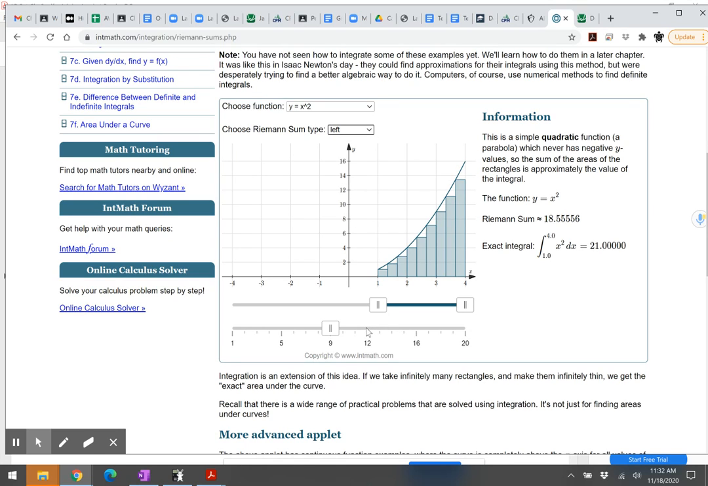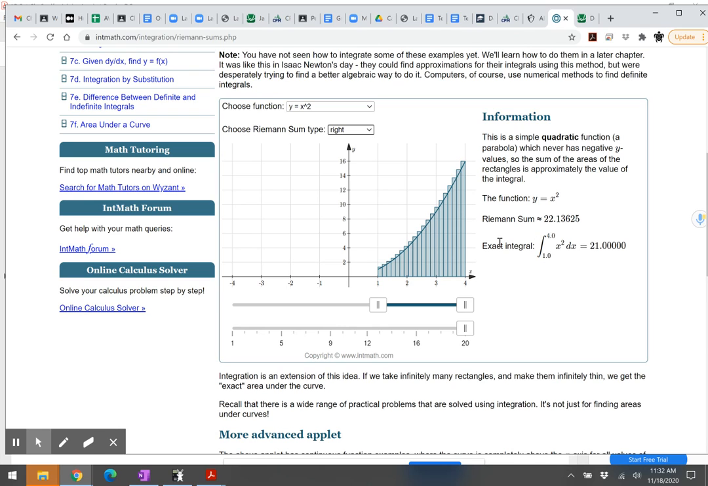You might be like, why 9? Why stop at 9? Let's go to 12. Why stop at 12? Let's go to 20. Why stop at 20? Well, the only reason we're stopping at 20 here is because that's the only thing this interactive applet lets us go up to. When we go at 20, we're at 19.88625 for the left hand, the underestimate, and we're at 22.13625 for the upper estimate.